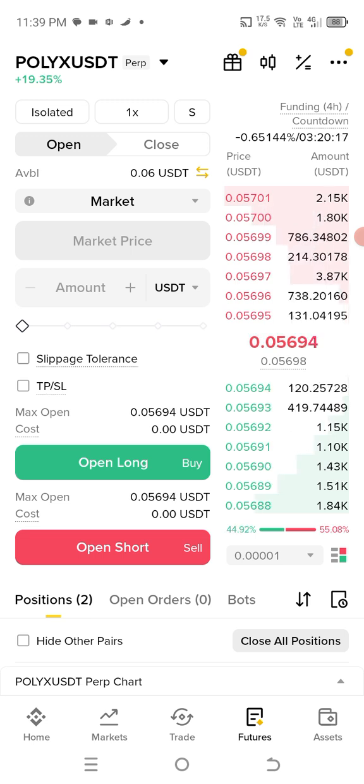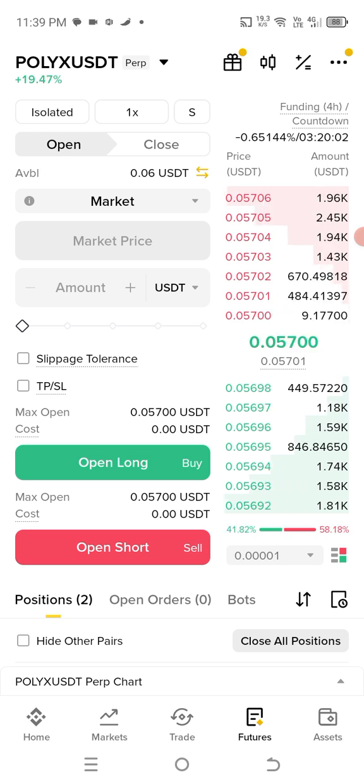Remember, we said that when the funding fee is negative, the short traders will pay the long traders. If the funding fee is positive, it's the other way around now. The long traders will pay the short traders. Let's look at another example.